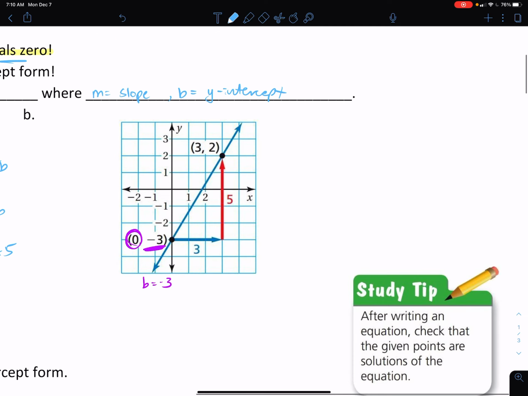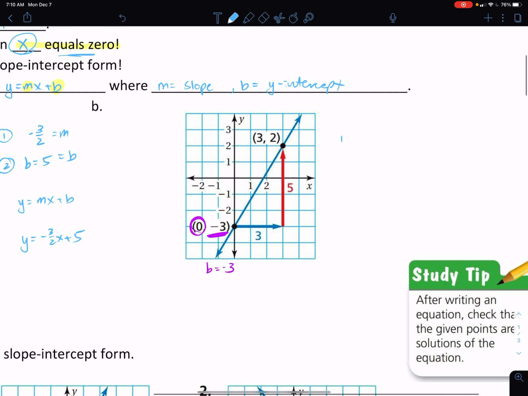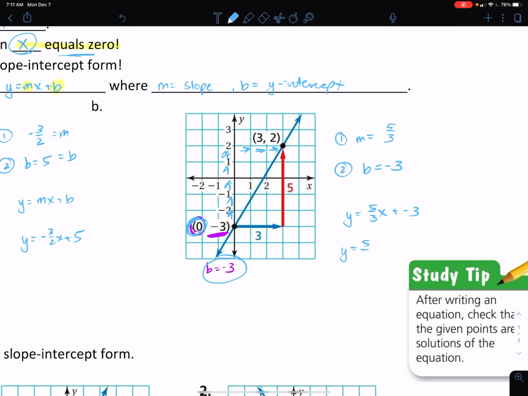Okay. Moving on to letter B, number 1, find my slope. M is equal to 1, 2, 3, 4, 5 over 1, 2, 3. So it looks like 5 over 3. Step 2 is find your b. Remember, that's when x is equal to 0. So it looks like in this problem, b is equal to negative 3. So my equation is going to be y equals 5 over 3x plus negative 3. Or you could just write y equals 5 over 3x minus 3. Okay?